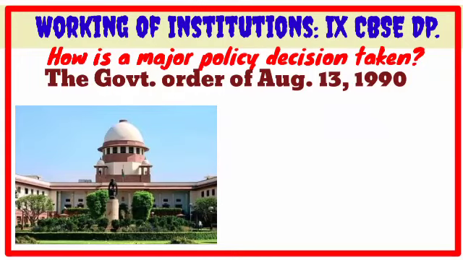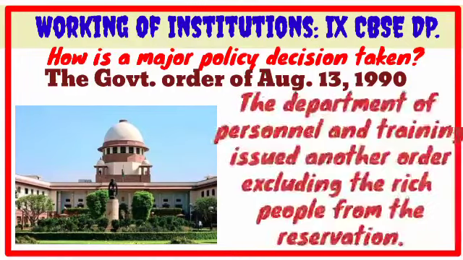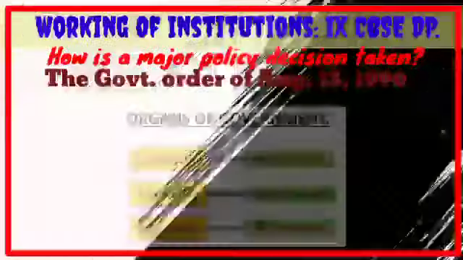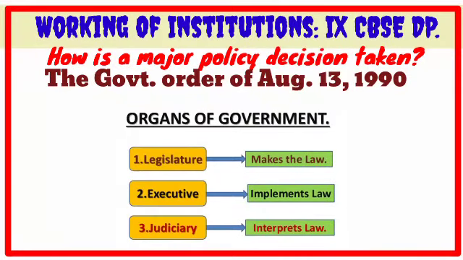Accordingly, the Department of Personnel and Training issued another office memorandum in September 1993, and the dispute thus came to an end, and this policy has been followed since then. Dear children, this is the long procedure that happened just before the issue of the office memorandum. So here we have just understood how an important policy decision is taken in the central government or state government.